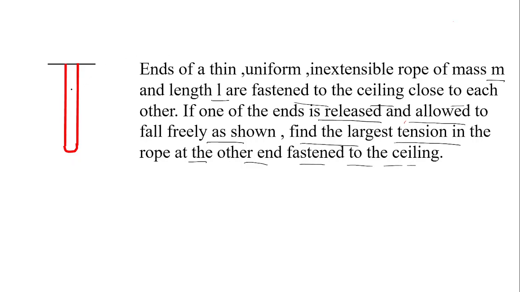So let us say this is the uniform rope and this is the end A of the rope and this is the end B of the rope. At a certain point of time, this end is released and it is allowed to fall down freely under gravity. The mass of this rope is m and its total length is L. So, we have to find the maximum tension at this point A, which is fastened to the ceiling. This is the ceiling. So, how are we going to deal with it?